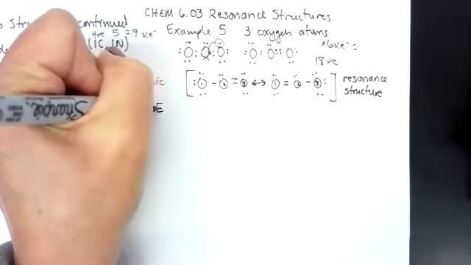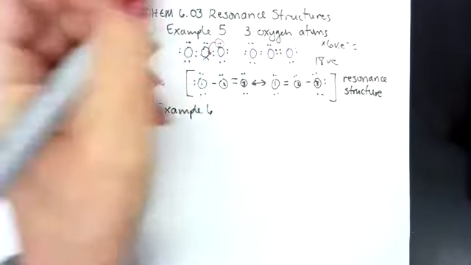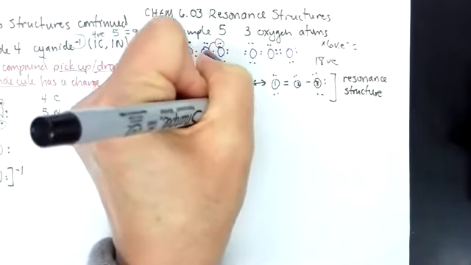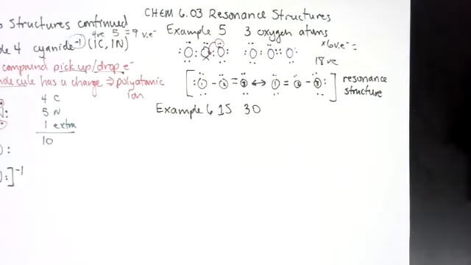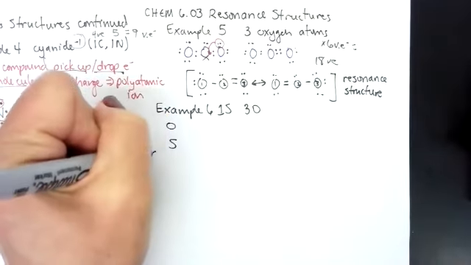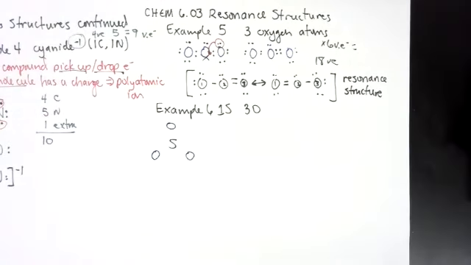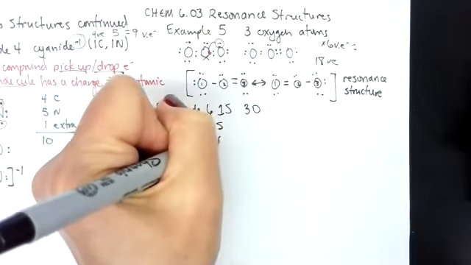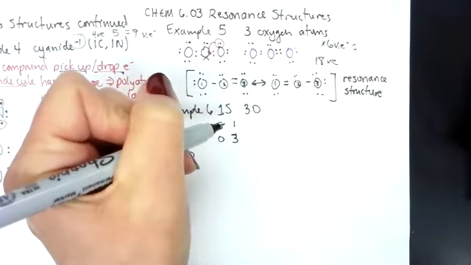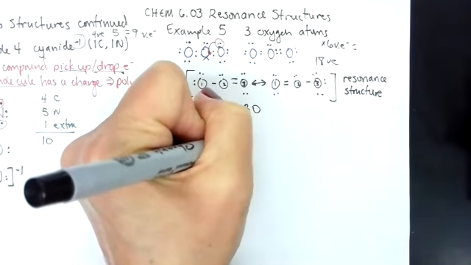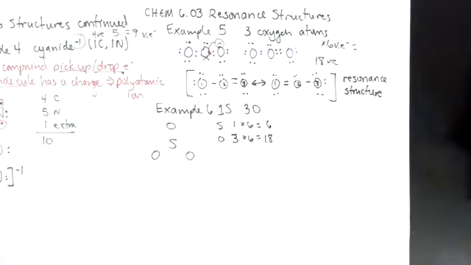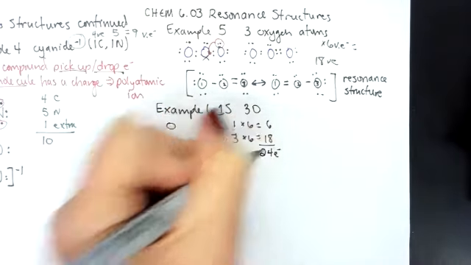Let's do example 6. Let's do 1 sulfur and 3 oxygen. Sulfur has the lower electronegativity, so that's going to be in the center. I'm going to put a sulfur in the middle, and I'm going to put the oxygens around. Now I need to know my total electrons, so let's get an electron count. I've got 1 sulfur and 3 oxygen, and they both have 6 electrons. It's going to be 18 plus 6, for a total of 24 electrons.